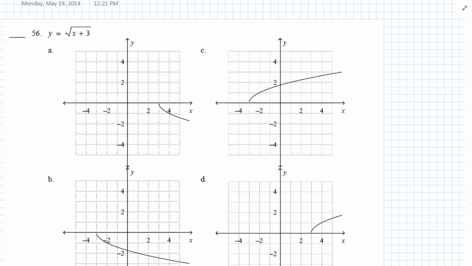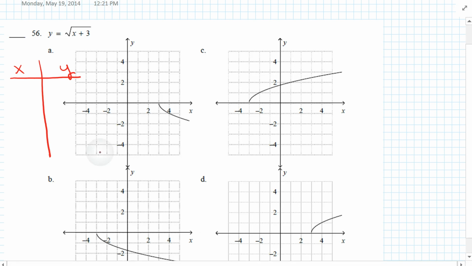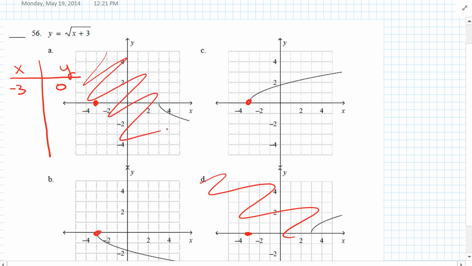Okay, y equals the square root of x plus 3. So let's make the radical 0, because we know that can be true. What would make the square root of x plus 3 equal 0? When x equals negative 3, y would be 0. So let's plot negative 3, 0. He's out. He's in. He's out. He's in. So D and A are out.